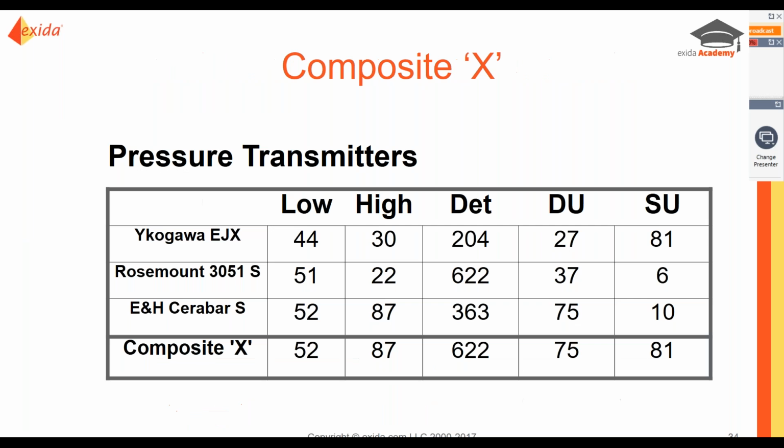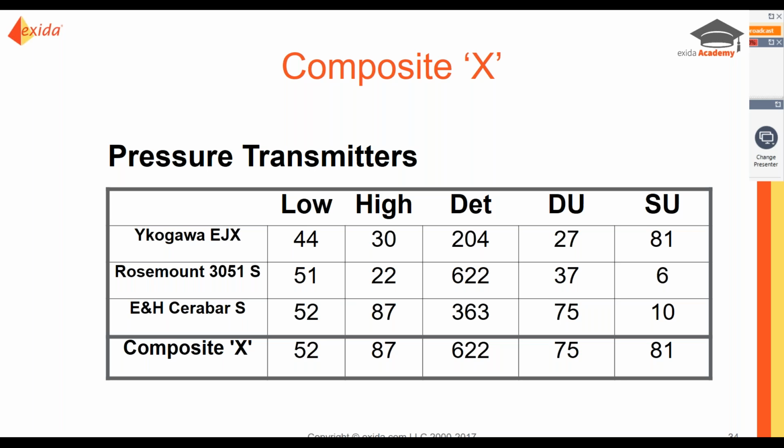I am suggesting to create a composite, say X. Once again, this was just random pressure transmitters that we looked at this morning. But here are 3 separate pressure transmitter data from actual FMEDAs. We looked at all of them for the low trip, high trip, detected, and then dangerous undetected and safe undetected failure rates.